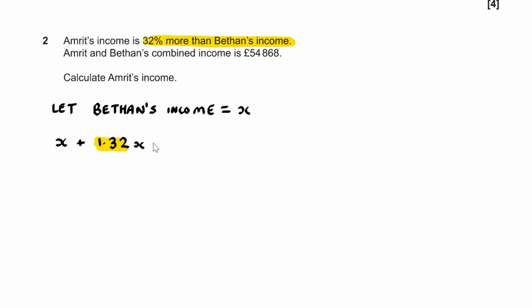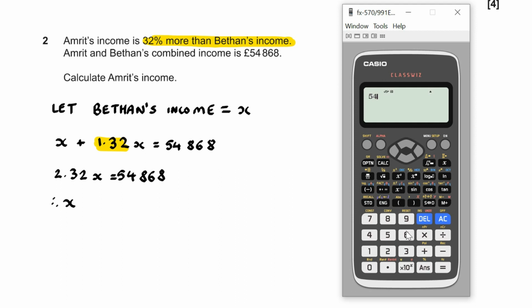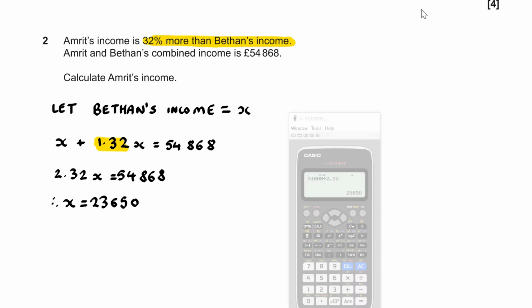And the total is equal to 54868. So we've got 2.32x equals 54868. And therefore, if we find out what x is, we have 54868 divided by 2.32, which is 23650.